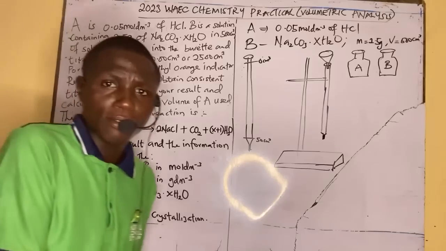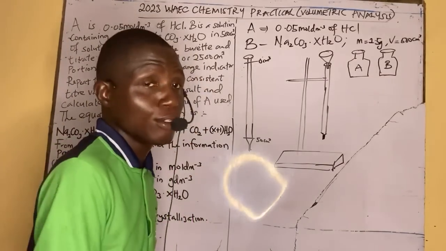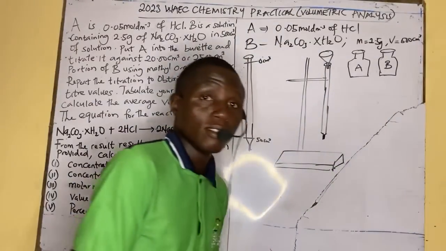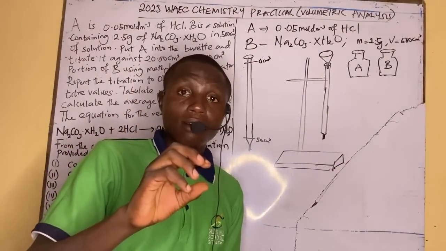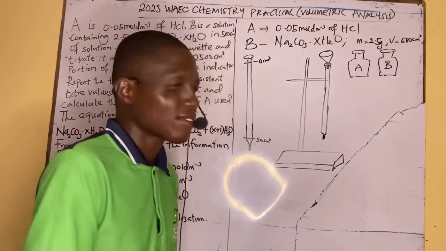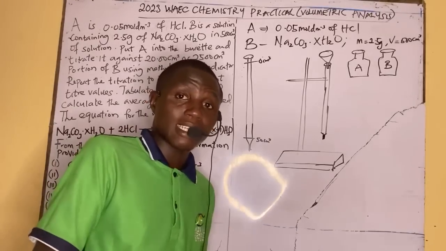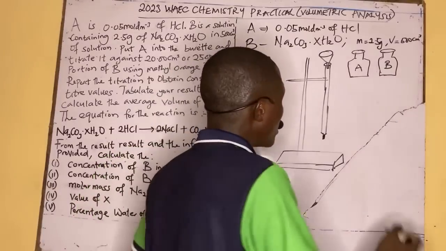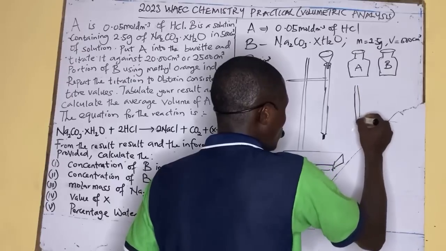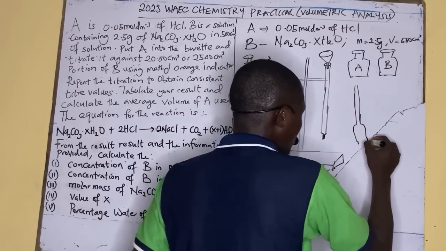Now, how do you measure 25 or 20 centimeter cube portion of B? It is the pipette given to you that we use to pipette B. Pipette comes in two volumes. It can be 25, it can be 20. But as far as this class is concerned, we are using the standard one, which is 25. Both are standard, but the common one is 25. So now we are using 25. Whichever one you are using in your class or in your school, make sure you note it. It's very, very important.